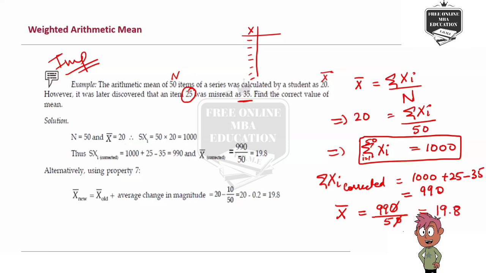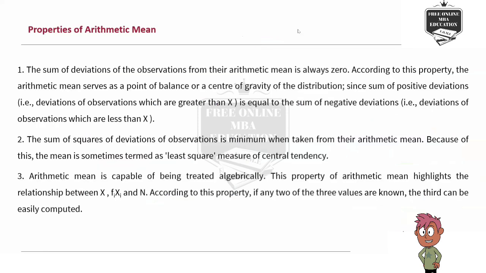This is how you can calculate the correct value of the mean. So just remember, add the correct value. This is the correct value. Subtract the incorrect value from the summation xi and you will get the corrected sum. Very easy to understand. Now, there are certain properties of the arithmetic mean.